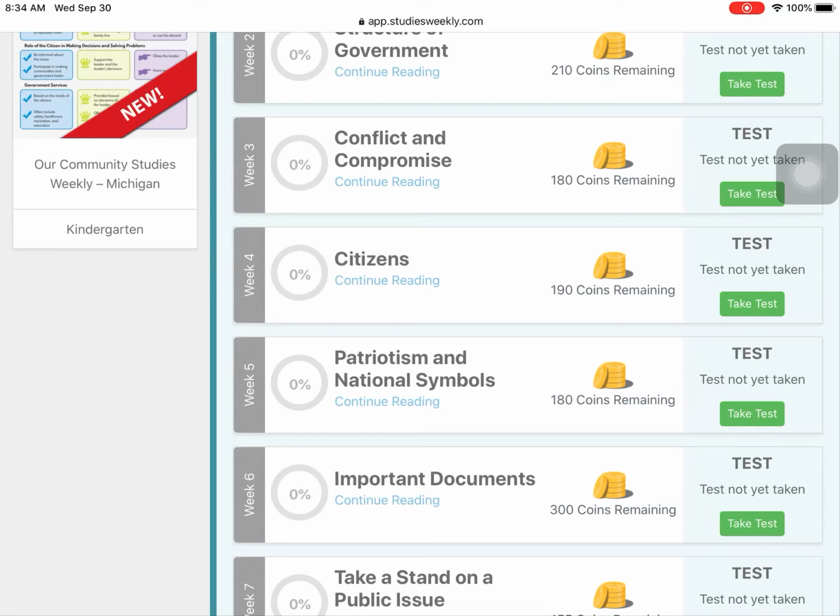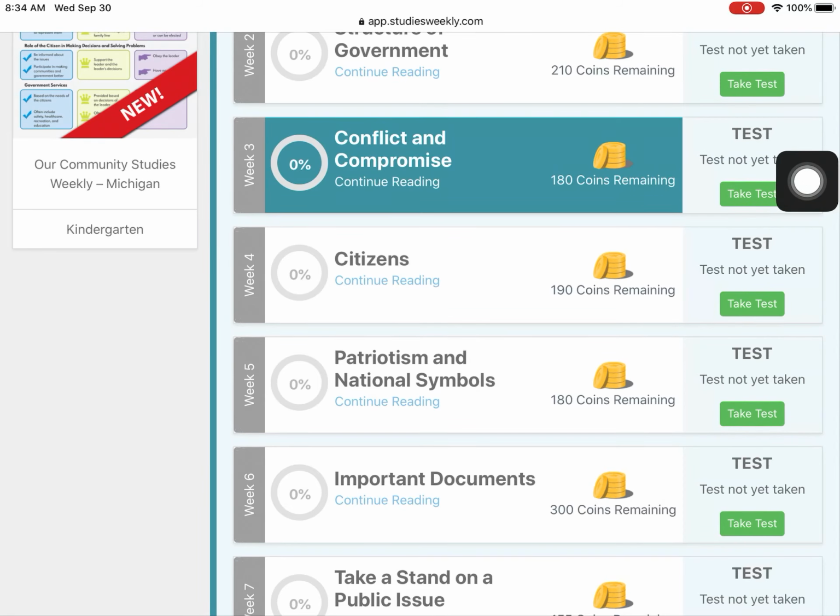Hi everyone, welcome back. Last week, Thursday, you were introduced to your vocabulary words, and our first reading for this section, which is conflict and compromise. We're going to continue on with week 3, conflict and compromise.